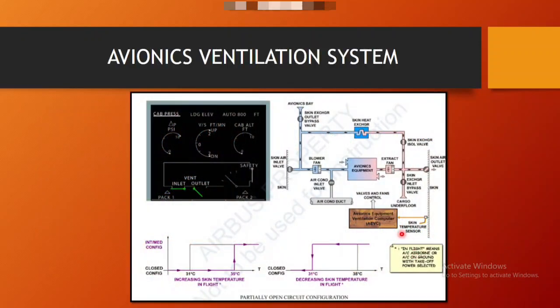So you can see the inlet valve is closed. Partial open means the small flap of the skin air outlet valve will be open. So you can see air is going, cooling, then the extractor fan vents it out. We will discuss this in detail in the next slide, you will understand better. The rest of the process is the same as the closed configuration.